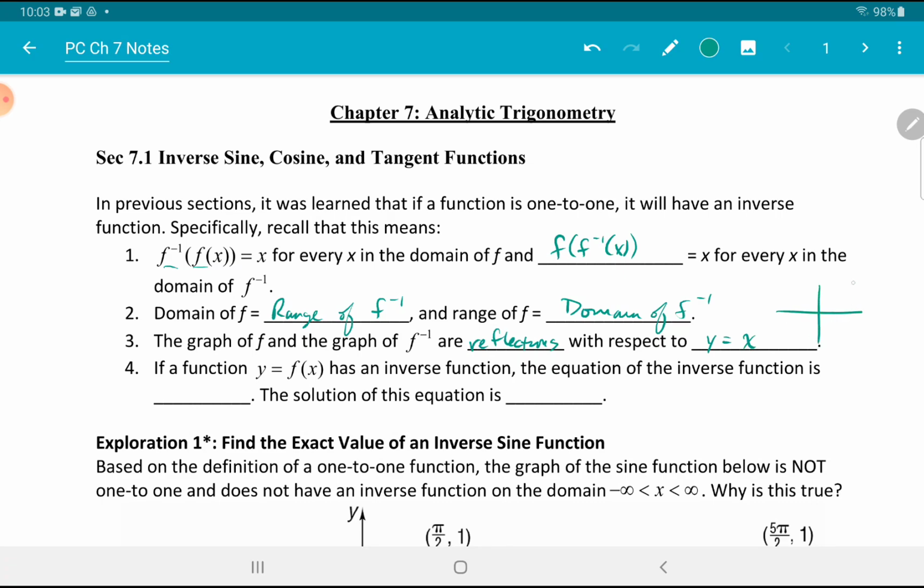If you recall from our previous unit, if we have y equals x here, whatever occurred on one side was just a reflection on the other side. Those were the inverses. If a function y equals f of x has an inverse function, then the equation of the inverse is x equals f of y. Keep in mind all you're doing here is switching x and y. And so the solution of the equation would be that y is really the same as f inverse of x.